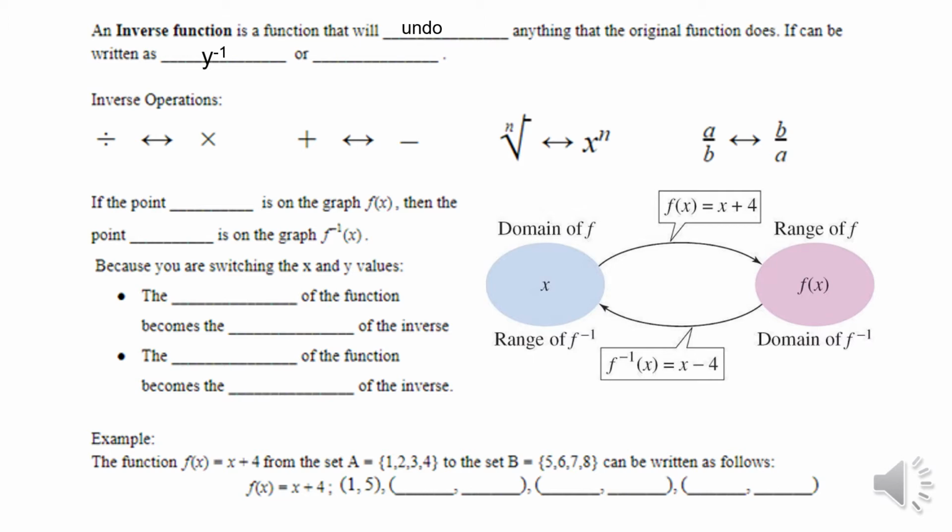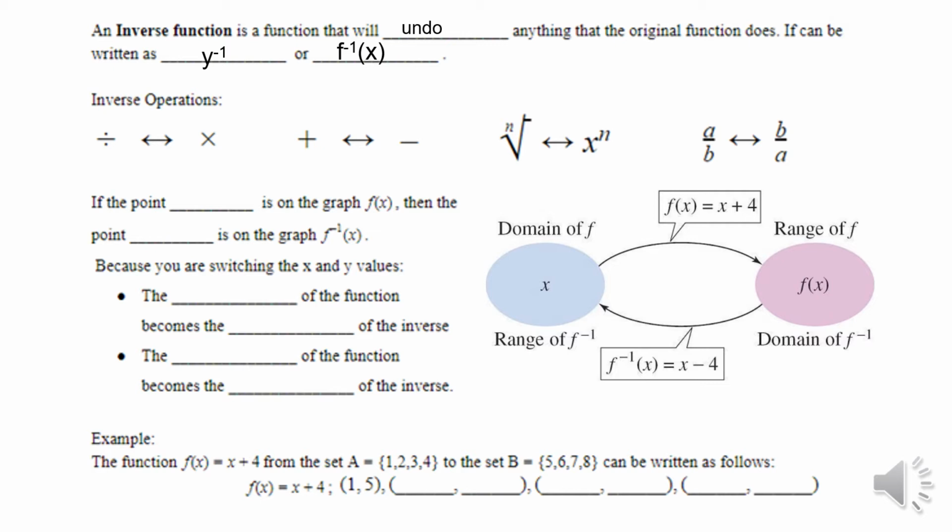It can be written as y to the negative 1 or f to the negative 1, and it's said f inverse of x. Some inverse operations that we've already seen are: division counteracts multiplication, positive counteracts negative, and both of those are vice versa. Square rooting something counteracts squaring something, and vice versa. X squared, square rooted, cancels each other out. And taking a over b is the inverse of taking b over a. In other words, if I have a fraction, 3/4, I would get rid of it by multiplying it by its reciprocal, 4/3.